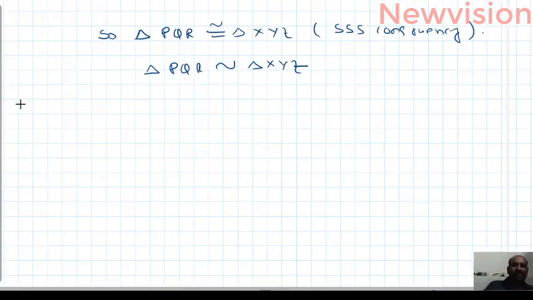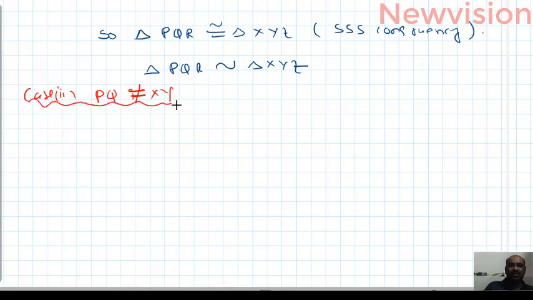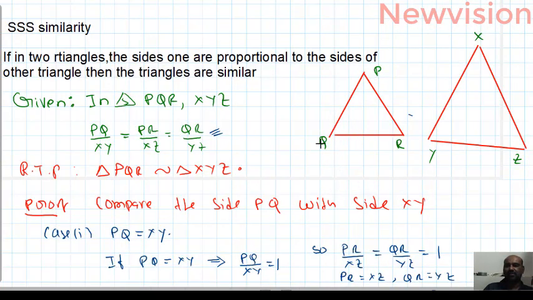Now I am taking another case. Case 2, an important case: PQ is not equal to XY. PQ not equal to XY means again two cases will arise: PQ less than XY, PQ greater than XY. According to my diagram, I will take PQ less than XY. Let us assume PQ is less than XY.